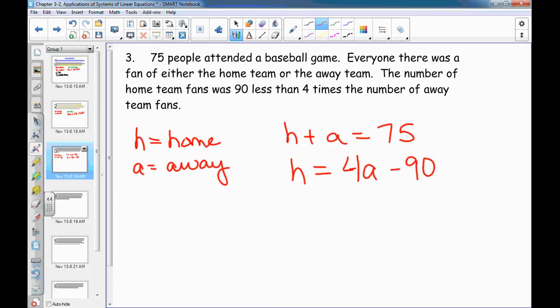How would you do this problem? Elimination or substitution? You would definitely use substitution. Why? Because that's already solved for H. You simply plug that expression in for H in the first equation. Y'all with me? Okay.